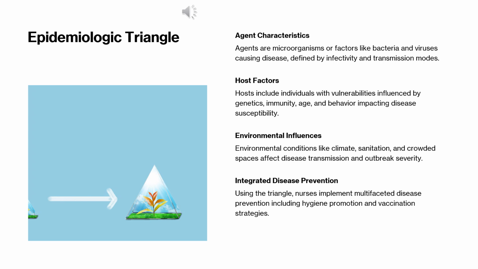The triangle works because the disease develops when agent plus host plus environment interact in a way that allows transmission, such as in influenza. The agent is the influenza virus, the host is the unvaccinated individual with weakened immunity, and the environment is winter season with crowded indoor spaces. If you remove or control one side of the triangle, the disease can often be prevented.